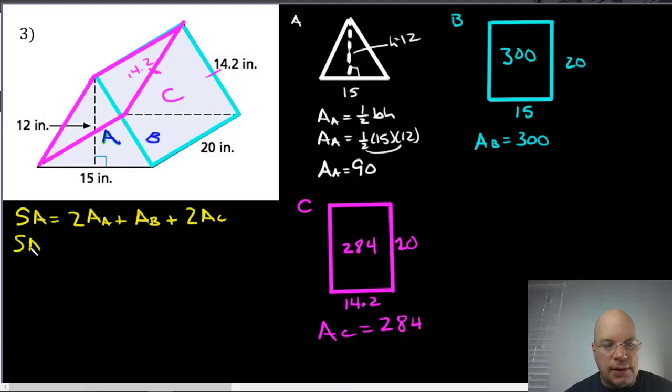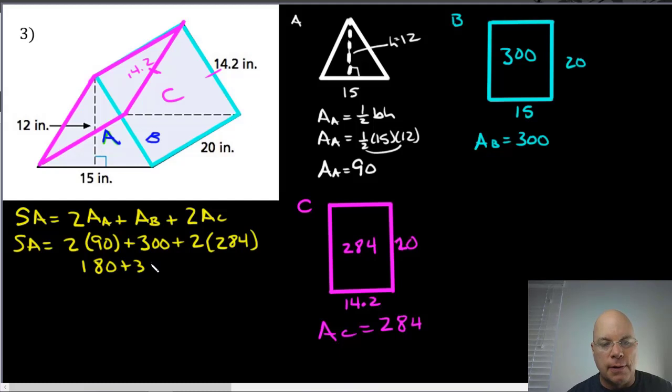So just substituting in the areas that we've already calculated, 2 multiplied by the area of face A is 90, so 2 multiplied by 90, plus the area of face B is 300, plus 2 multiplied by the area of face C, which we determined is 284. So 2 90s is 180, plus 300, plus 568. 480 and 568 is 1048. And these units are inches, so inches squared.